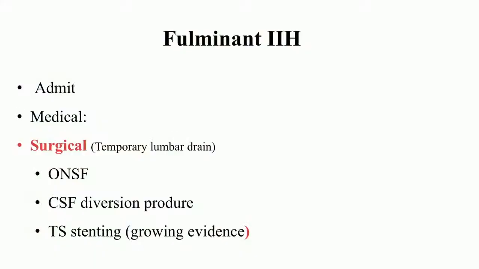And if you cannot do the surgery within 24 to 48 hours, you have to at least ask for a temporary lumbar drain. You have the choice of one of three treatments: optic nerve sheath fenestration, if the vision loss is worse than the headache; a CSF diversion procedure, if there's a severe headache and vision loss; or you can also do a transverse sinus stenting, which has emerging evidence. But keep in mind that if you do choose a stent, the patient will be on dual antiplatelet therapy, so should the stent fail, nobody wants to touch them from a surgical standpoint.